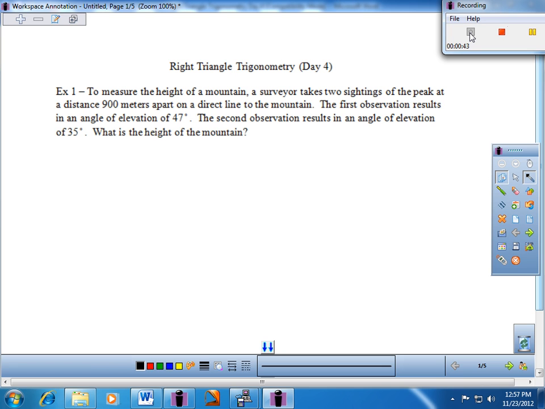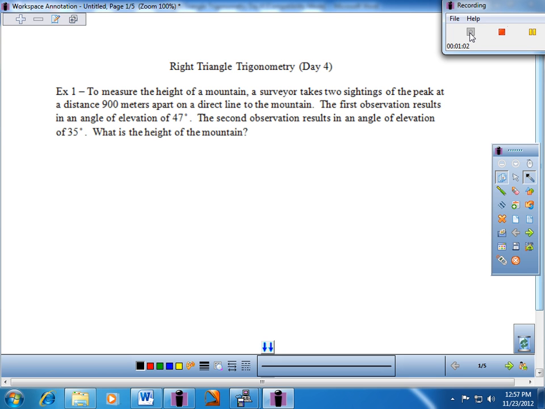To measure the height of a mountain, a surveyor takes two sightings of the peak at a distance 900 meters apart on a direct line to the mountain. The first observation results in an angle of elevation of 47 degrees. The second observation results in an angle of elevation of 35 degrees. And then, what is the height of the mountain?